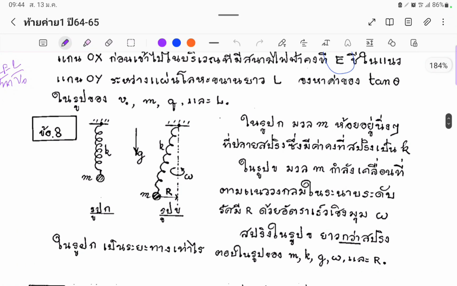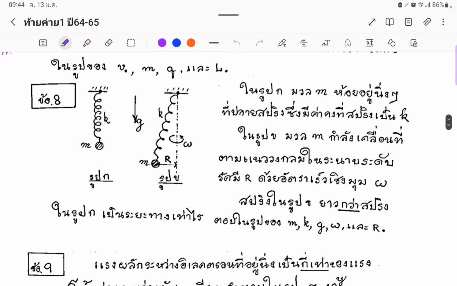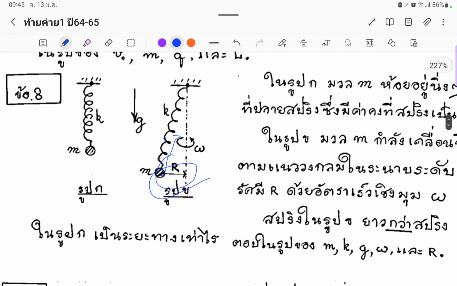Okay, so the question asks about two situations: one with a spring sitting in a rest position, and another that is just swinging around with angular frequency omega. They ask for the length by which the second spring is expanded more than the first spring, because when it's circling around like this, there has to be some kind of spring force that acts as a central force, so it's going to be longer because there is more force in it.